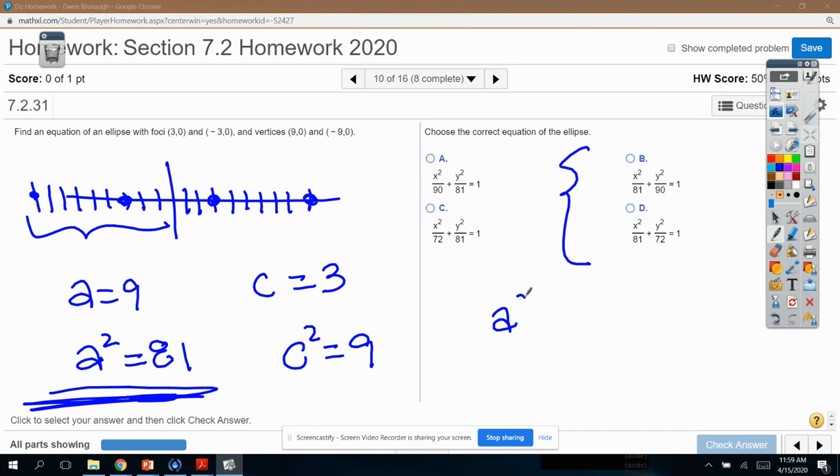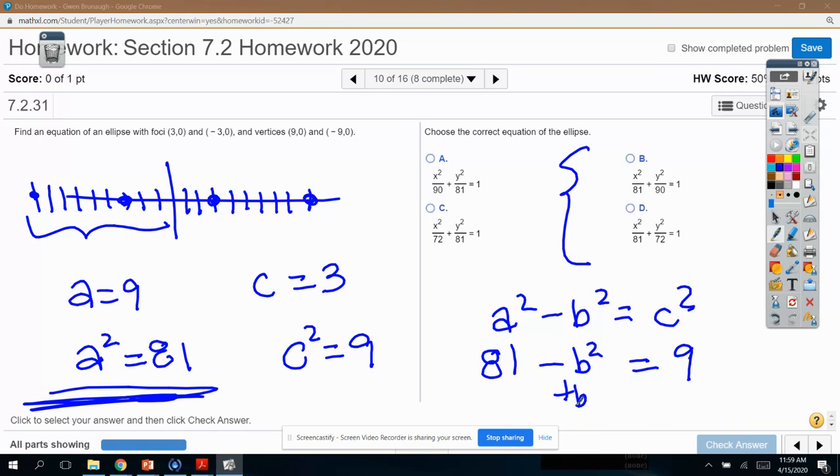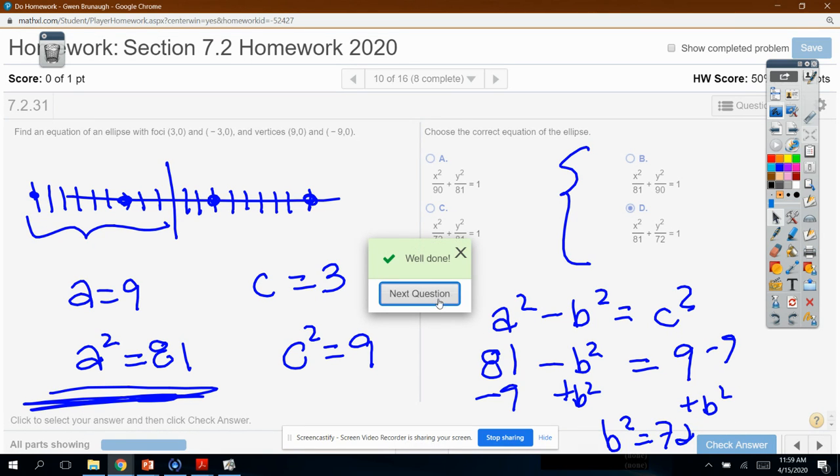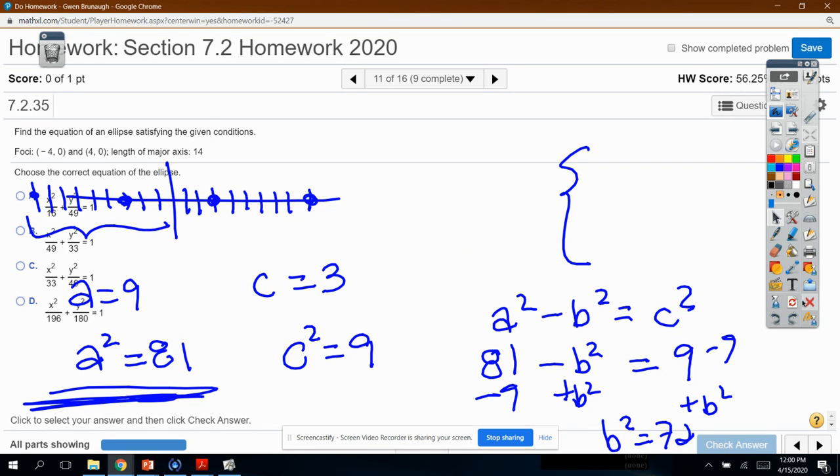And now we'll do a squared minus b squared equals c squared to figure out what b squared is. If you add b squared and subtract 9, you see that b squared is going to be 72, and that's the other number. So it's D as in dog. So you just eliminate to 2 and then use that formula to find the last one.